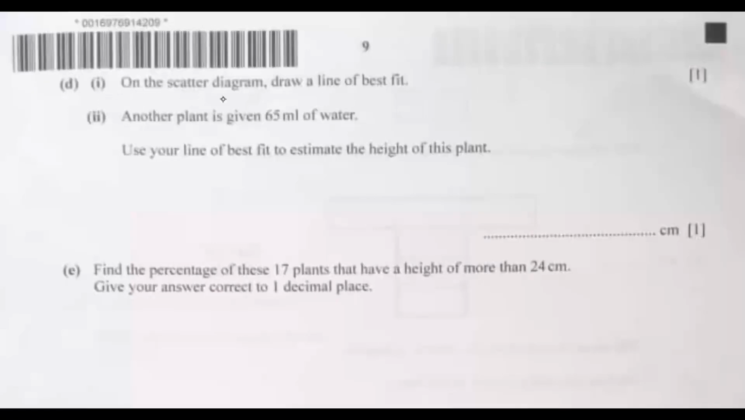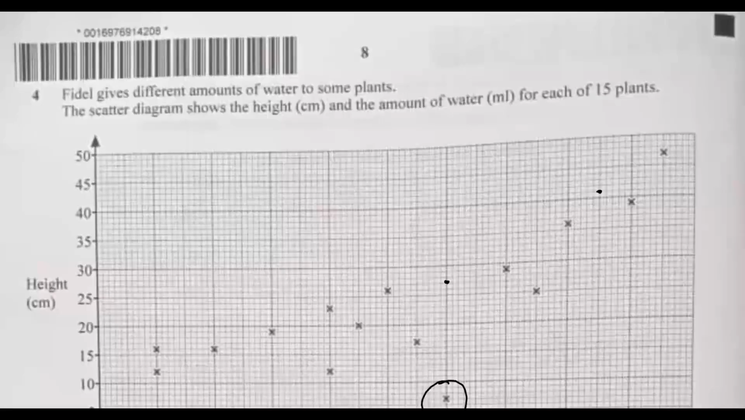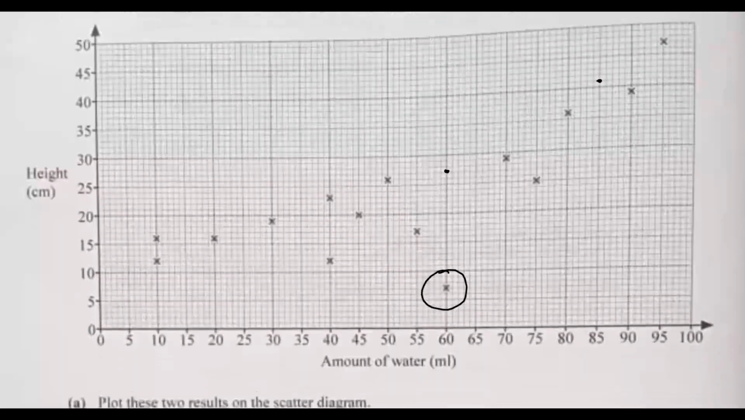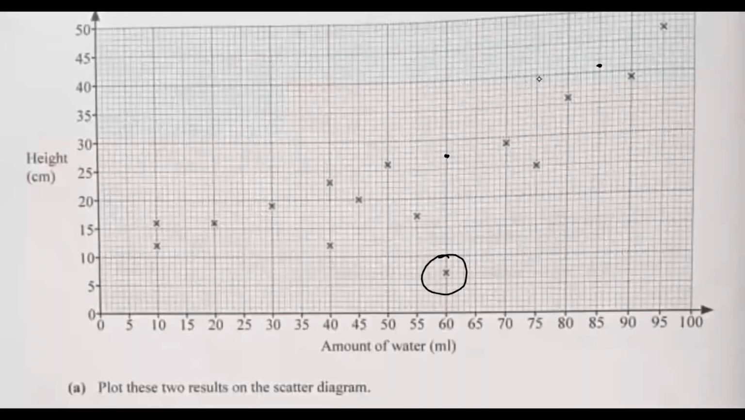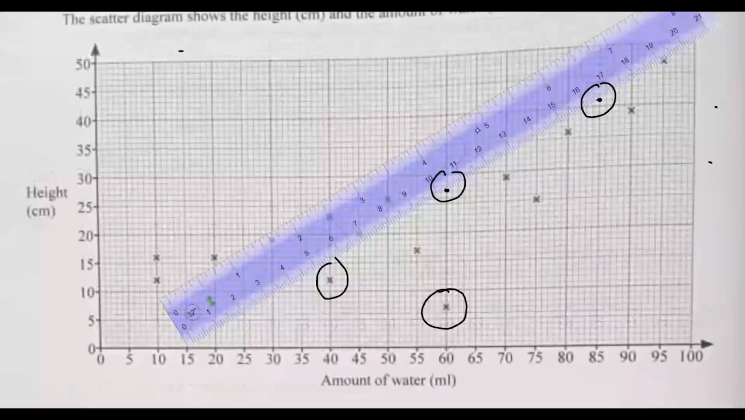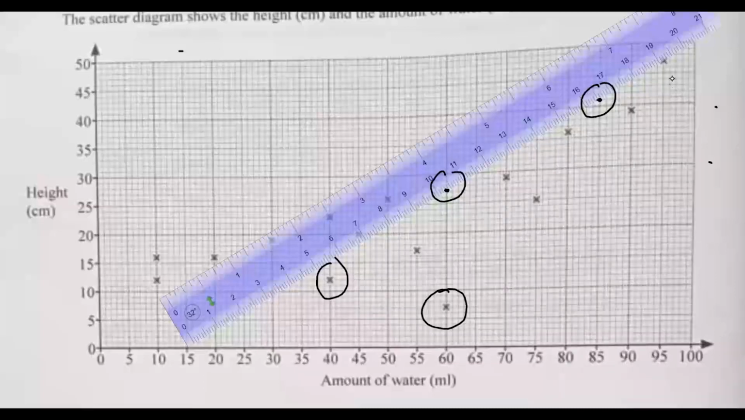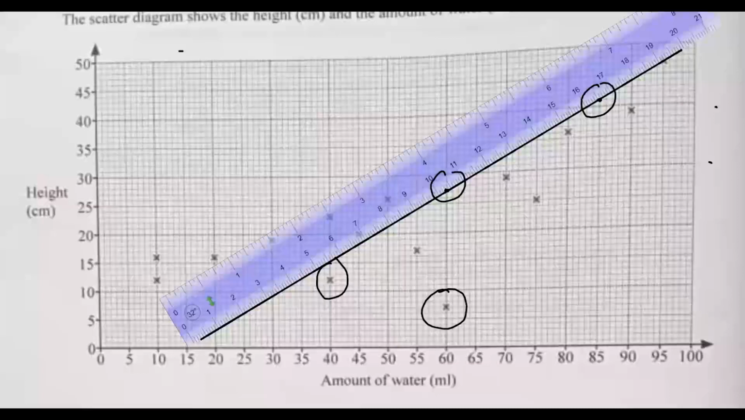So on the scatter diagram, draw a line of best fit. So a line of best fit. So let's go back there. So let's scroll down a little bit. So if you look at this point, let's see if you can join this point, this and this. So let's see how it looks. I noticed that it cannot capture this, but you can only capture this and this. So if you draw the straight line, you'll see that this is what you will get.